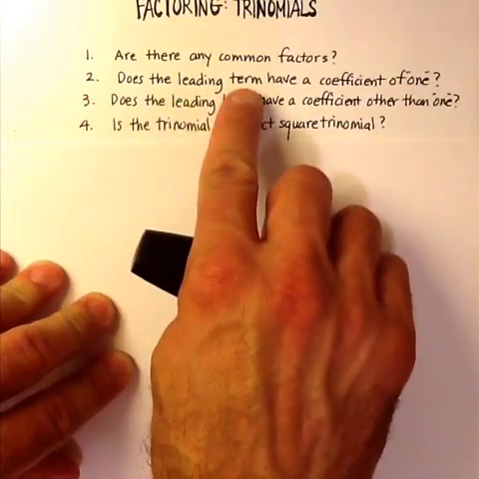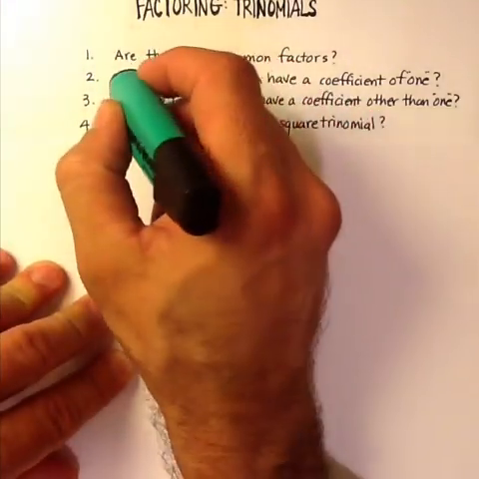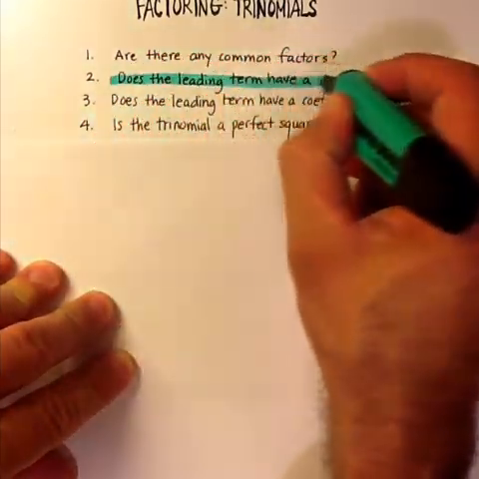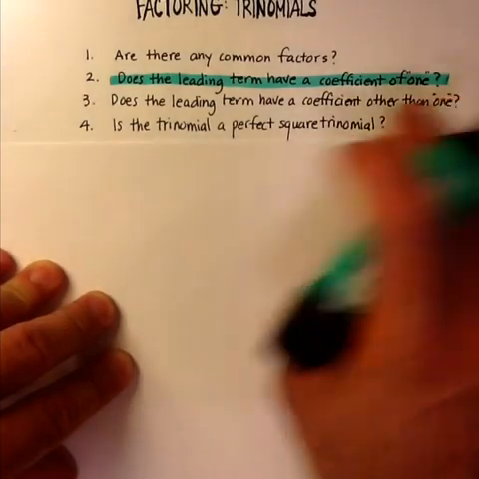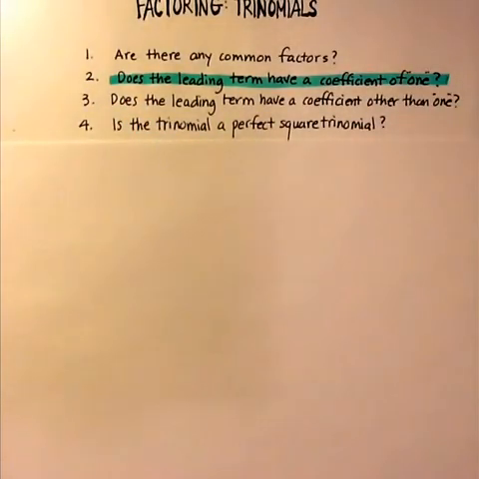Does the leading term have a coefficient of 1? Remember what that means. You look at the first term. So let me just highlight that real quick. You look at the first term and see if there's a number in front of the variable. And if there's no number, then the number is 1. It's just understood to be there. And there's a way you have to factor that.